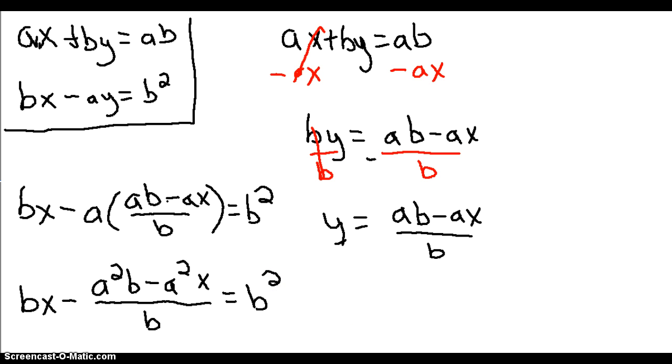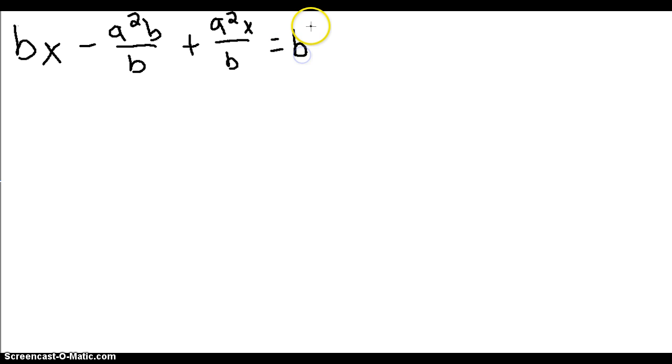Okay. Now my next step is going to be, and I'll do this on a new page, I'm going to split that fraction up into two fractions. Again, I'm trying to get the x terms by itself, so I'm going to take that fraction and split it up. I'm also going to distribute that negative. So what that means is I'm going to get bx minus a squared b over b plus a squared x over b. That's going to equal b squared.